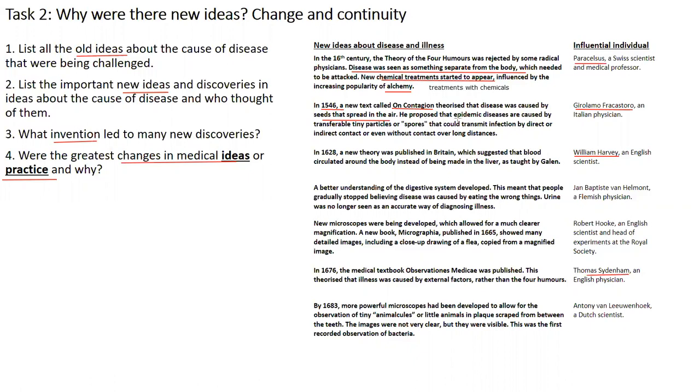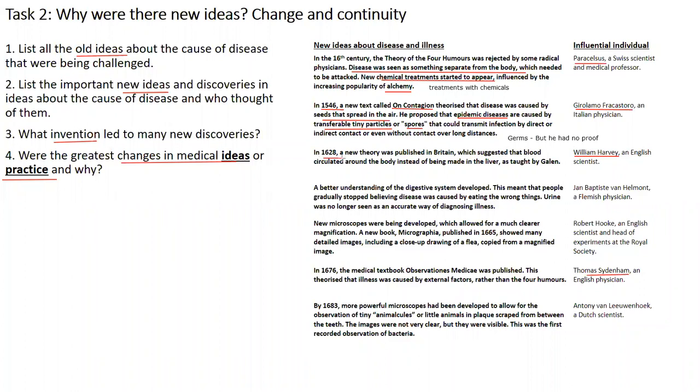He proposed that epidemic diseases are caused by transferable tiny particles or spores that could transmit infection by direct or indirect contact, or even without contact over long distances. Now, if we think in today's days, it's quite obvious that Fracastoro is talking about germs, but he had no proof. But it does show that people's ideas in the Renaissance period really did take things to the next level.